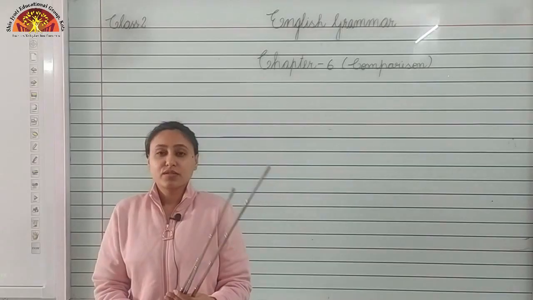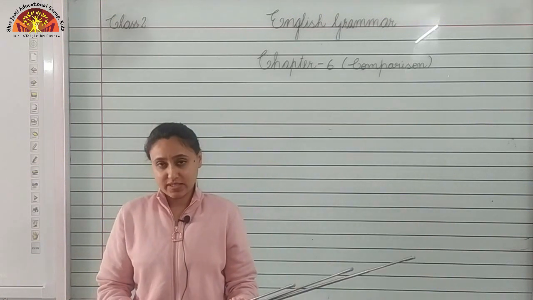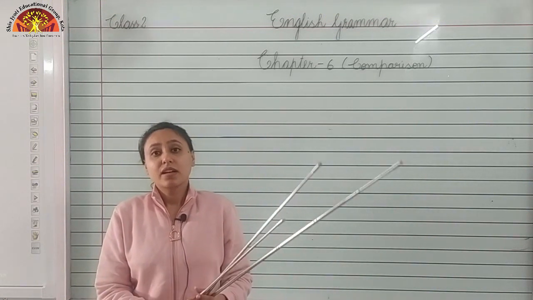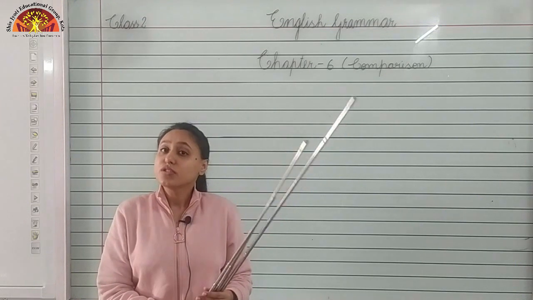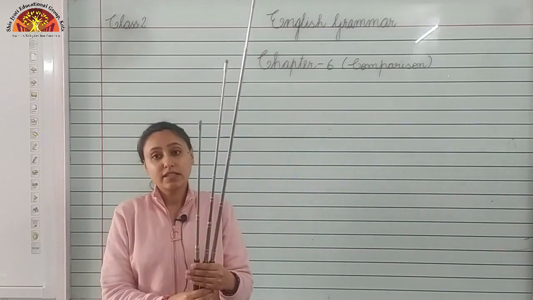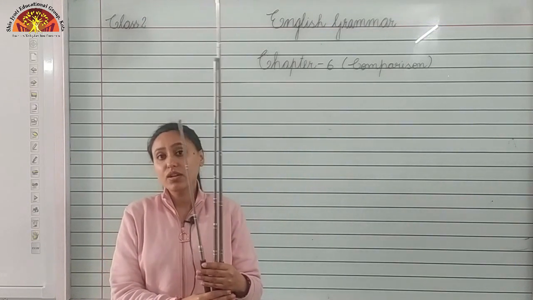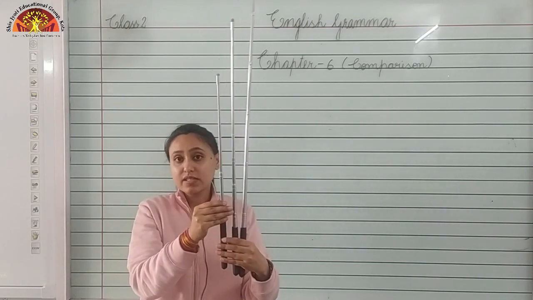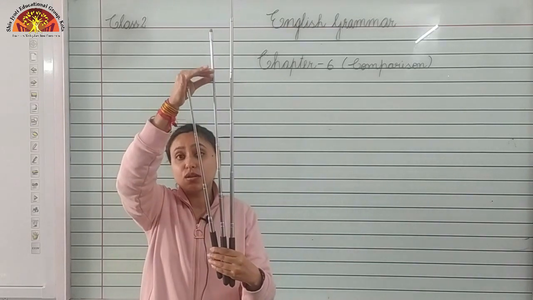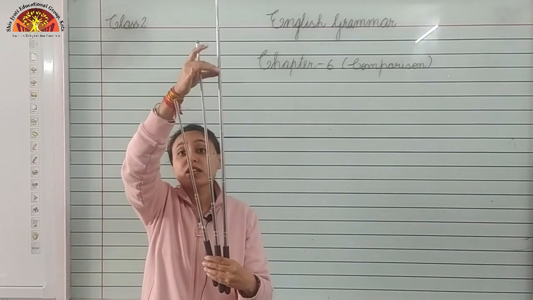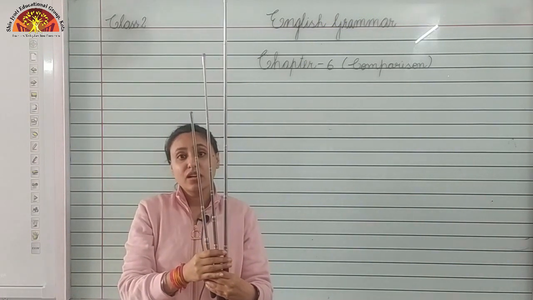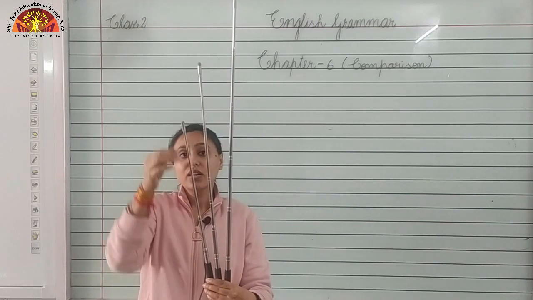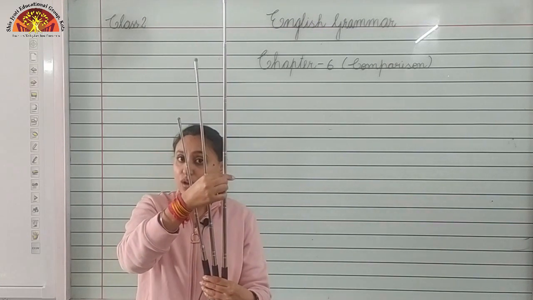Okay. So children, some adjectives help us in comparing more than two things. Look here, these are 3 pointers. Okay. Now we will do comparison between these 3 pointers. So this is long, this is longer and this is longest. Okay. See, long, longer and longest.